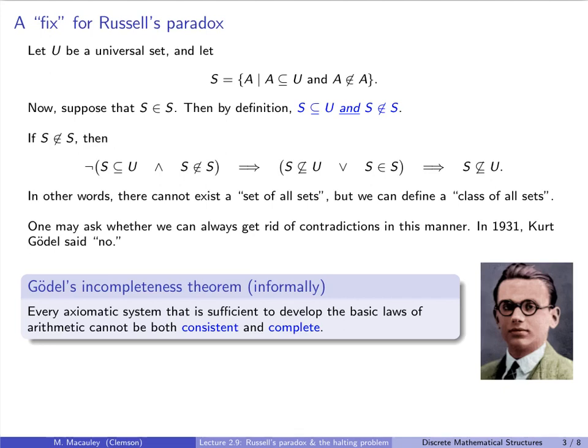He said that every axiomatic system that is sufficient enough to develop the basic laws of arithmetic cannot be both consistent and complete. In other words, there will always be either paradoxes or statements that are unprovable. That means that they are outside of the laws of logic. They are neither true nor false, which is a really weird thing if you sit down and try to wrap your head around it.